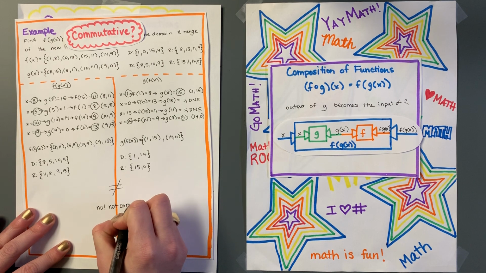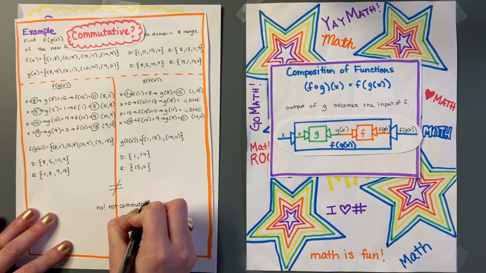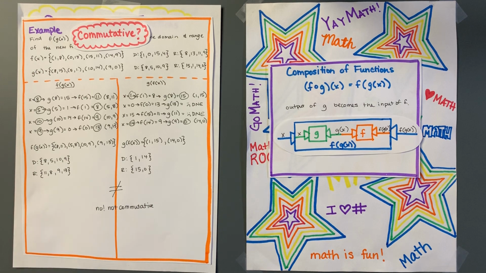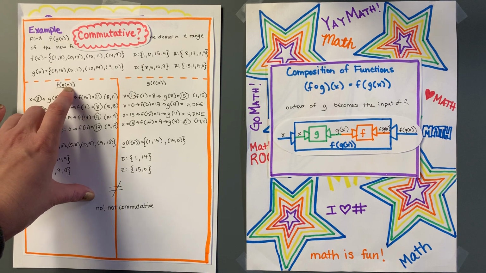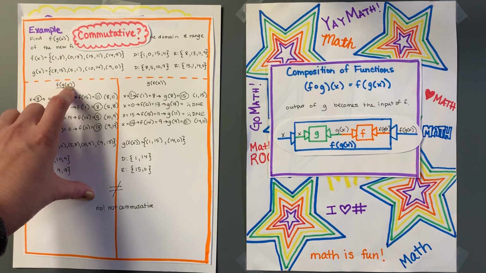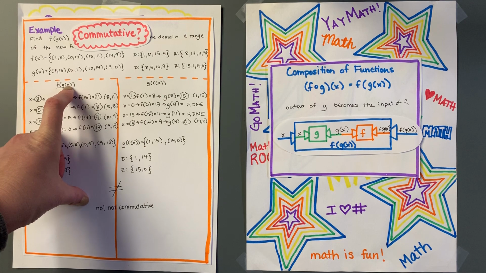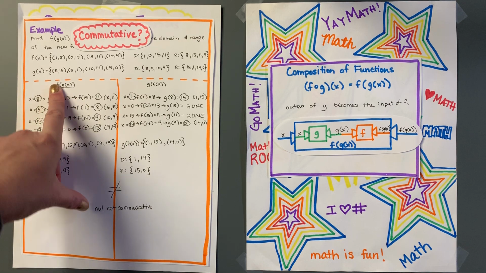Because this is not commutative, order matters, and we need to think about which function is inside the other. The key thing to think about is that we're going to work from the inside out. So whatever is on the very inside, that's our first input. So here, x is our first input. It goes into the g function. g of x is our input into the f of x function.